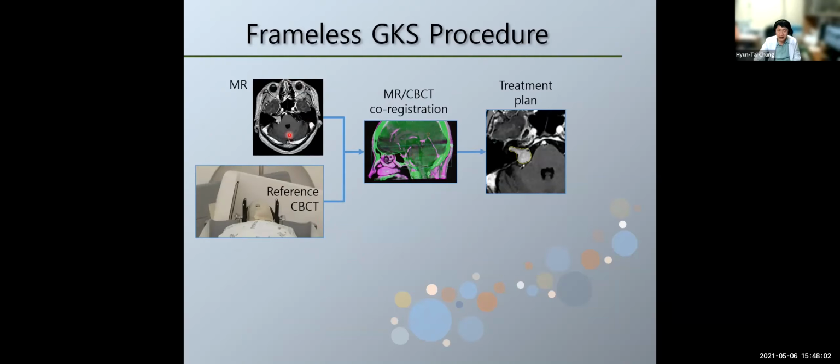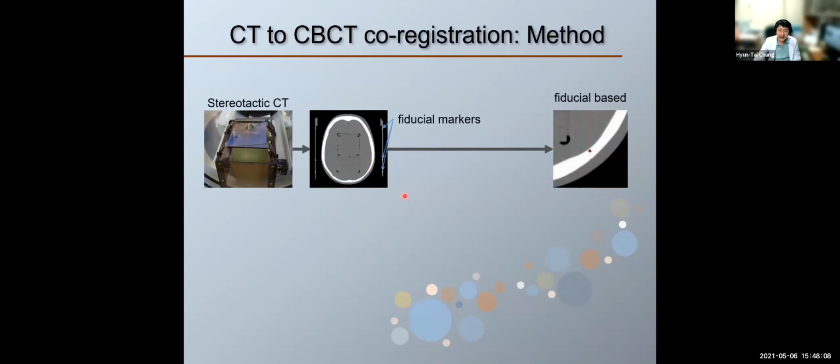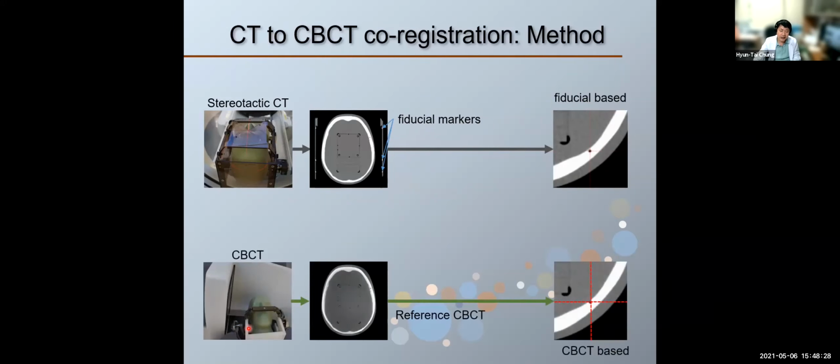But we know that MR images have distortions, so I'd like to do it with CT images before I use the MR images. I took the stereotactic CT images first, then we can define the coordinate system using these fiducial markers. So we have a fiducial marker-based coordinate system here. Then I took cone beam CT images, which have their own coordinate system, the cone beam CT-based coordinate system. Before I do anything, I compared these two systems and found about 0.5 millimeter difference.